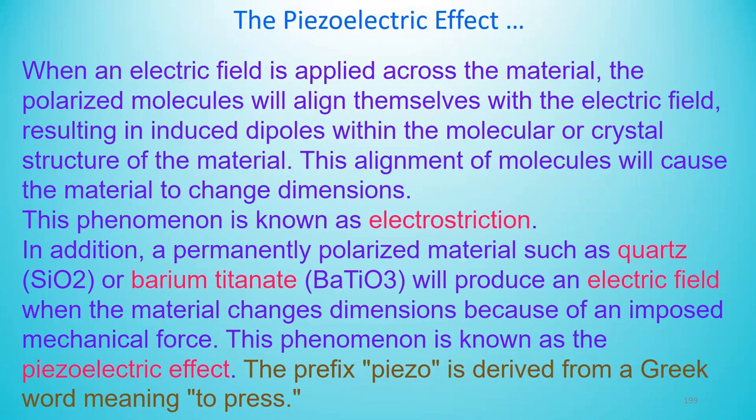Okay, the phenomenon is when an electric field is applied across a material, the polarized molecules will align themselves with the electric field, resulting in induced dipoles within the molecular or crystal structure of the material. This alignment of molecules will cause the material to change dimension. This phenomenon is known as electrostriction.